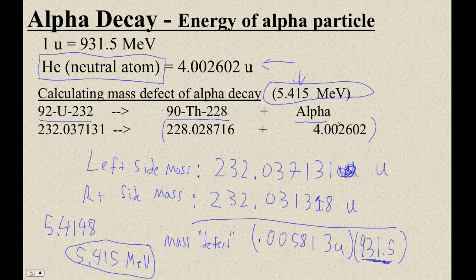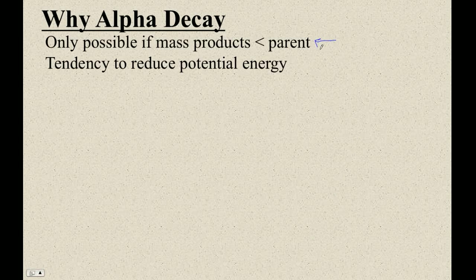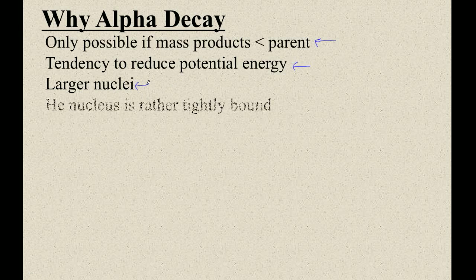Just find the right side mass, subtract the right side mass from the left side mass, and there you go. Now, just a little bit more about alpha decay. Why does it occur? It's only possible if you lose mass. If you lose mass, then that means that energy is released, and this is just a natural tendency. Rocks tend to roll downhill. So there's a natural tendency to reduce potential energy. And it only happens with large nuclei. Carbon does not undergo alpha decay, but uranium, thorium, all those giant ones do.